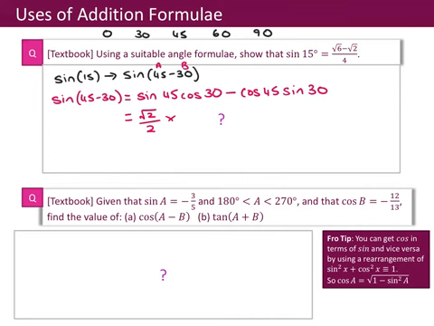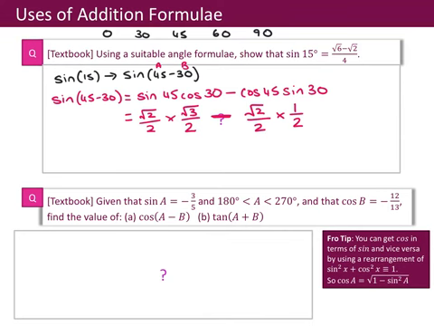Cos of 30 is root 3 over 2, minus cos of 45, which is root 2 over 2, and sine of 30, which is a half. So all I've done now is written the exact values of sine or cos. Okay, and now I'm going to multiply, expand, and take away.